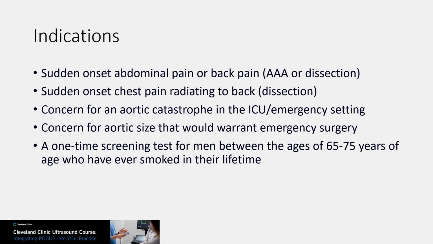The indications for this exam are sudden onset abdominal pain or back pain, which could be consistent again with a AAA or a dissection. Patients sometimes present with sudden onset chest pain that radiates to the back. Other indications are concerns for an aortic catastrophe in the ICU or the emergency setting, and concern for aortic size, if you're concerned a patient may need emergent surgery.